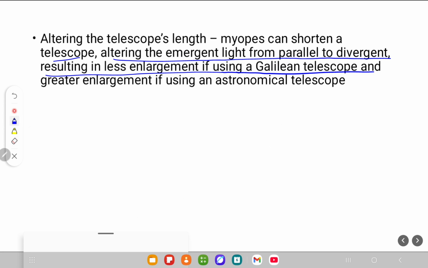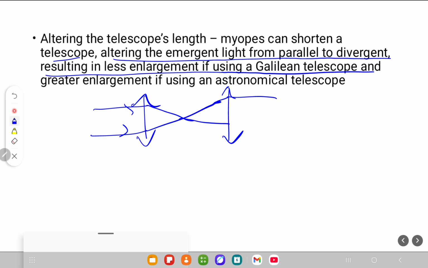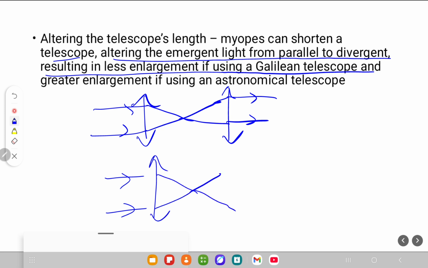So let me tell you again. Let me draw again. This is the picture when light comes. It focuses here and it diverges. Primary focal point, and here we go. But what happens if I shorten the length? If I shorten the lens, light comes, it focuses the same way, but now the eyepiece comes closer.